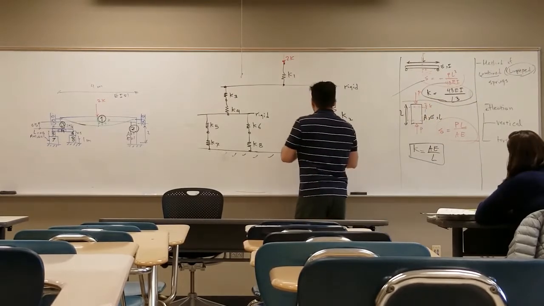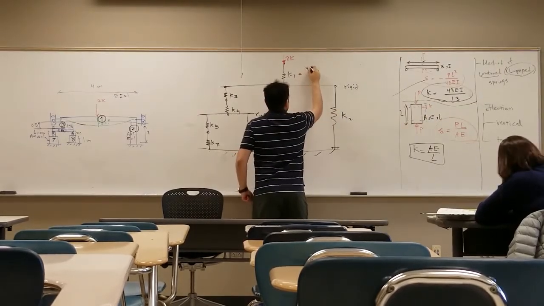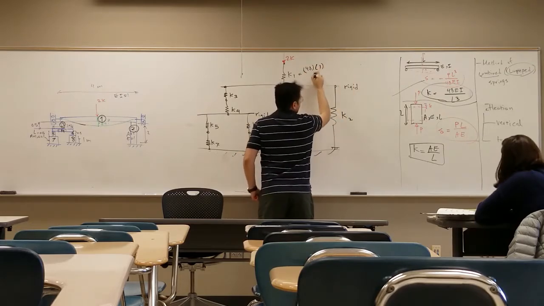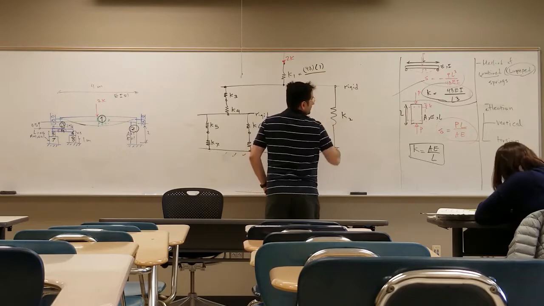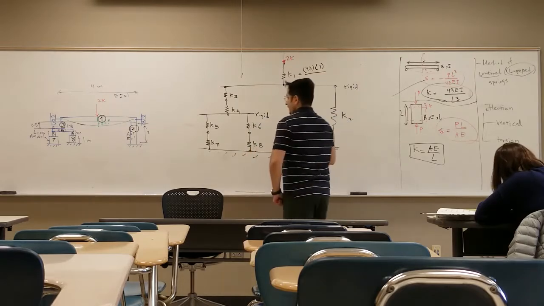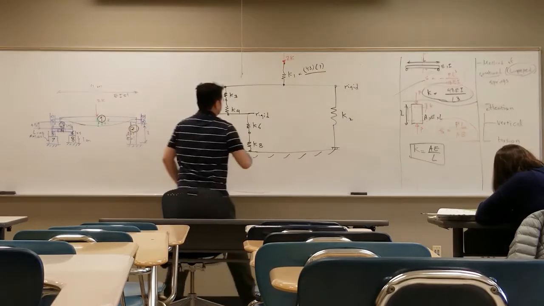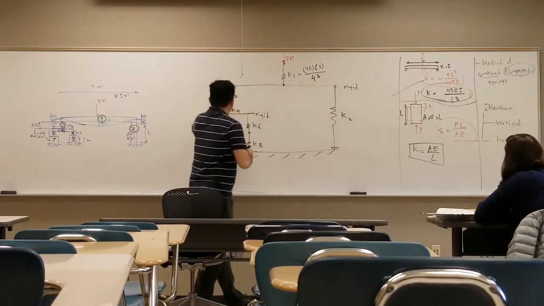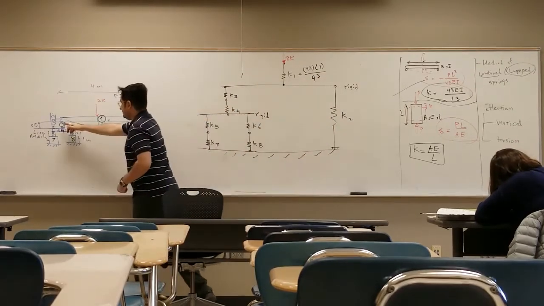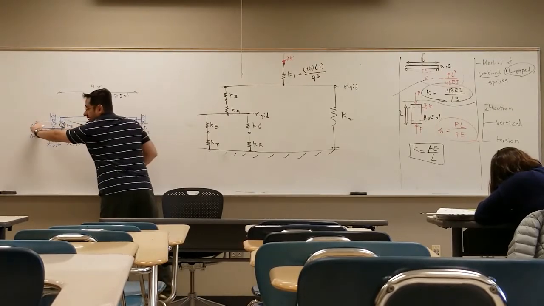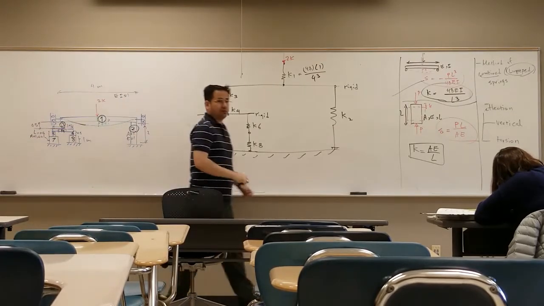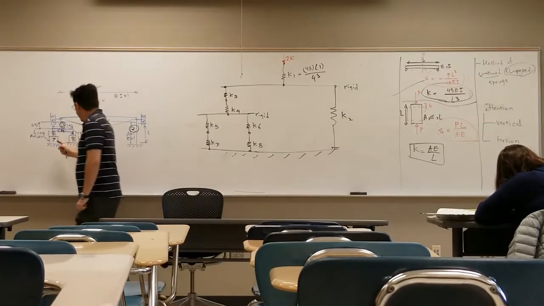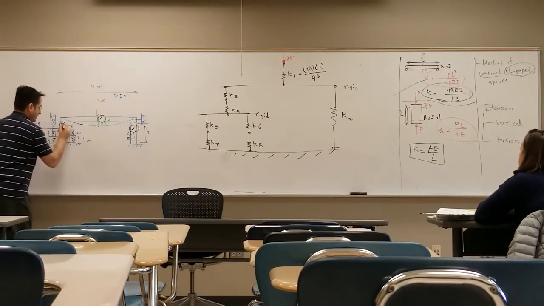So I put 48 times EI, which is 1, divided by L cubed. L is 4, cubed. What about K3? The length is half. So which formula should I use? You say this, is it 3? Yeah, this one is 3.